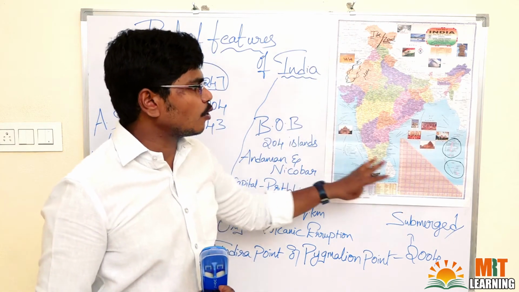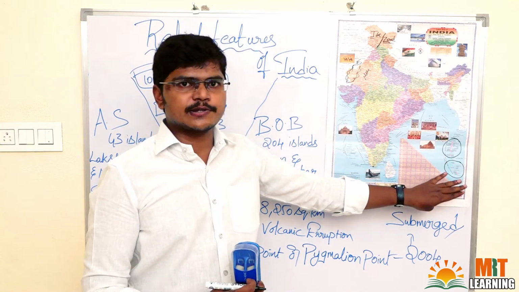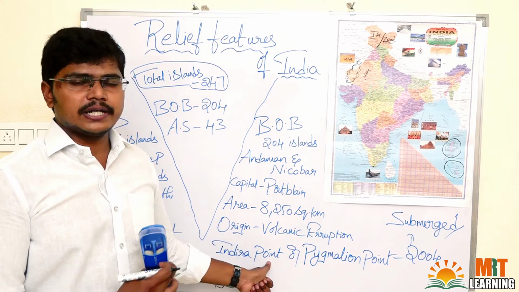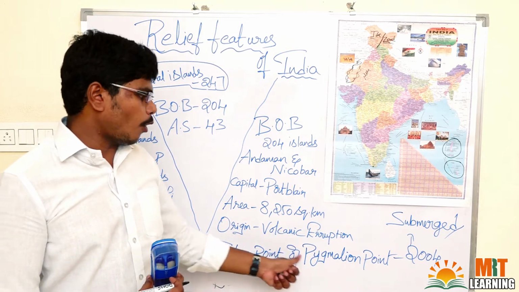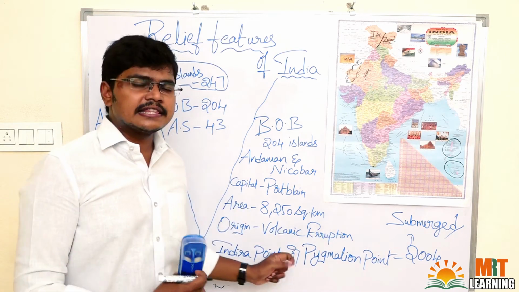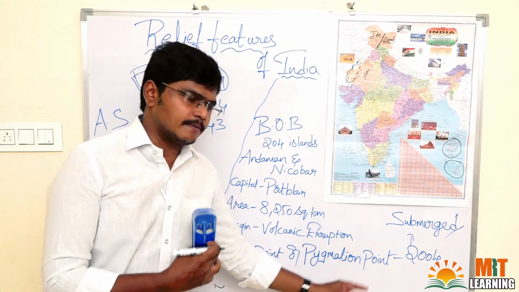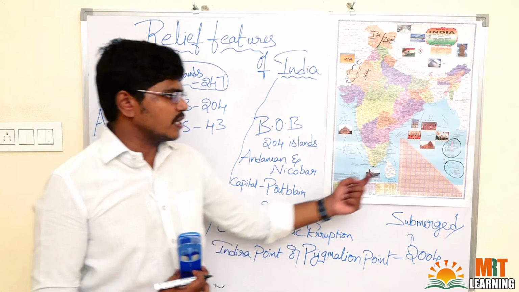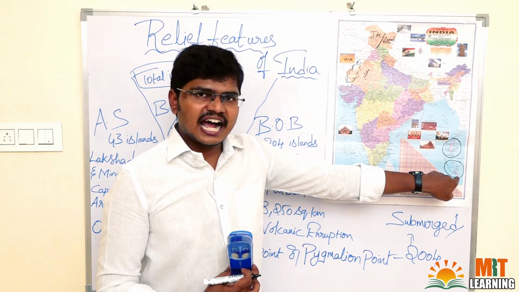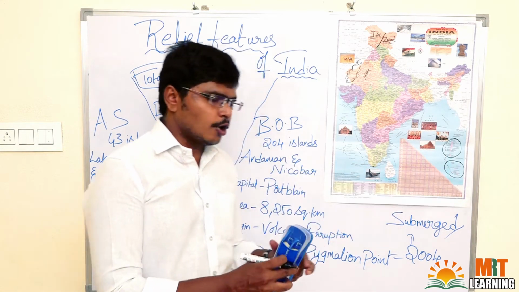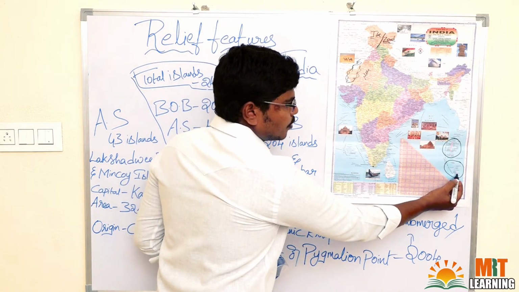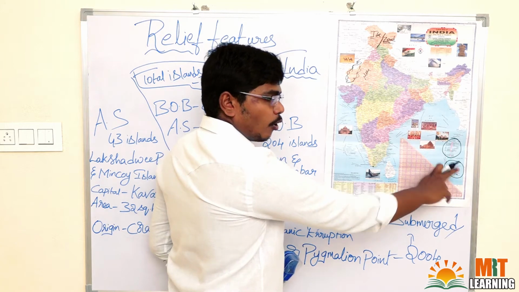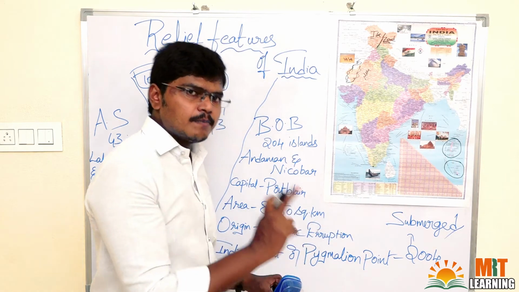For the whole part of India, considering the islands also, the southernmost tip point of India is Indira Point. What is it called? Indira Point or Pygmalion Point. Indira Point is also called Pygmalion Point. This Indira Point or Pygmalion Point, where can we see it? We can see it in the Nicobar Islands. So see, this is the end of India. From here India ends, and this point is called Indira Point or Pygmalion Point.